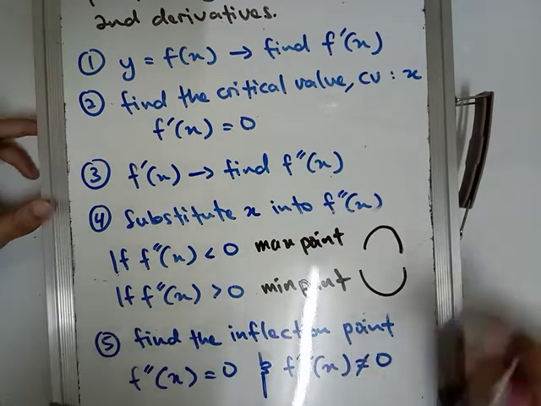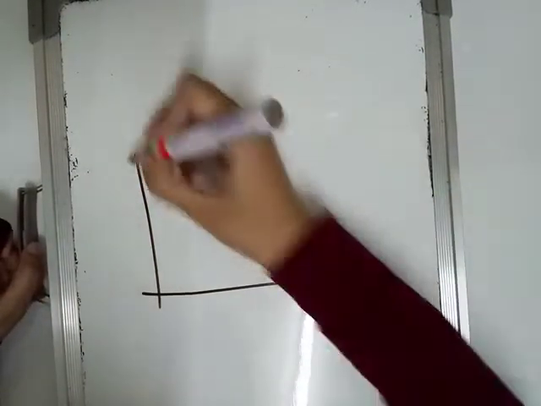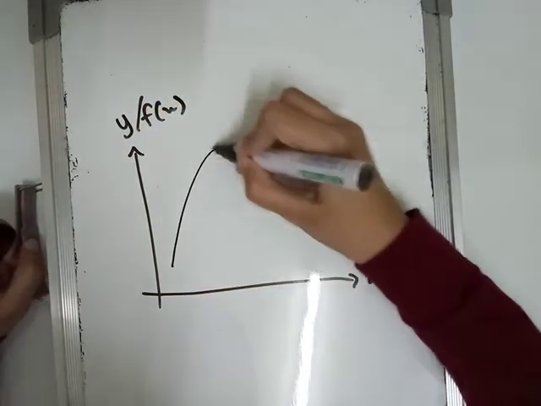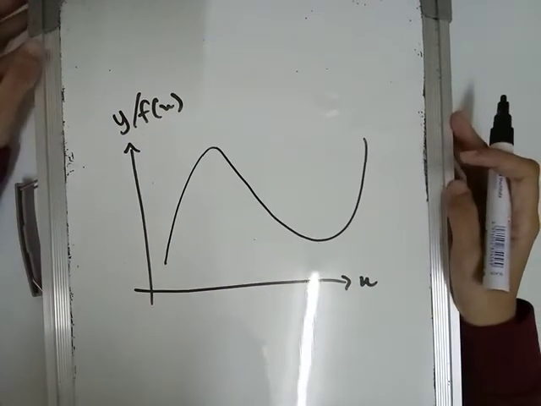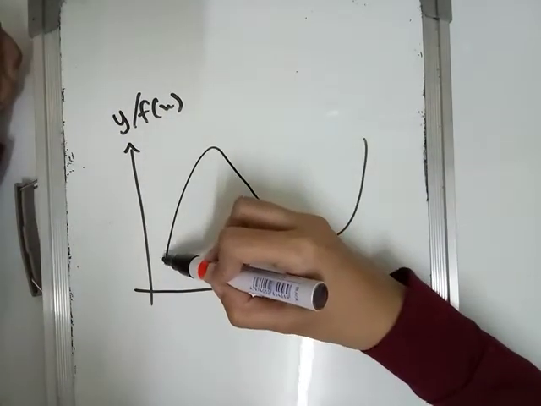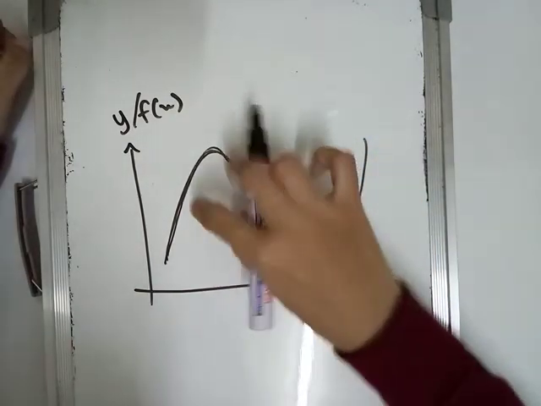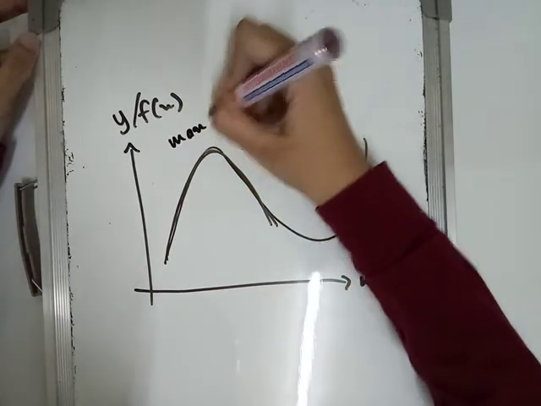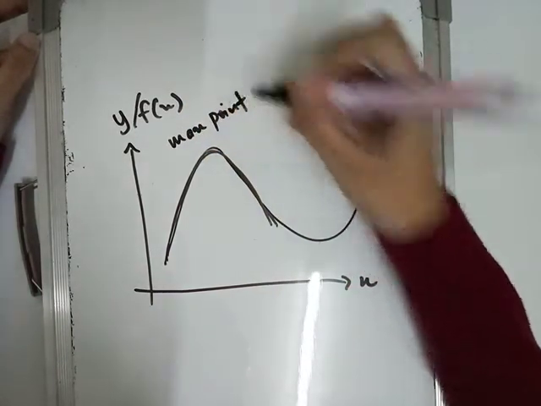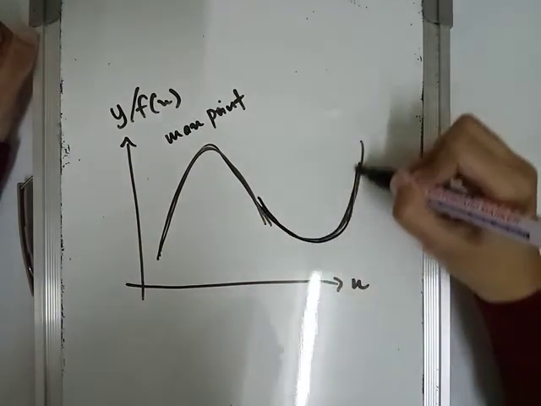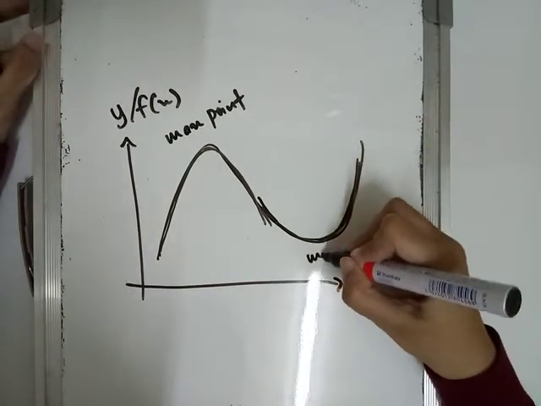What is inflection point? Let's say we have a graph here. This is x, this is y or f(x). Let's say this is a graph. We know that this is concave down. Concave down, that means it is maximum point. And then this is the concave up. Concave up, it is minimum point.